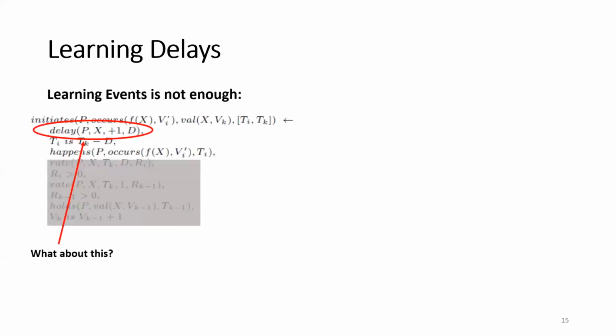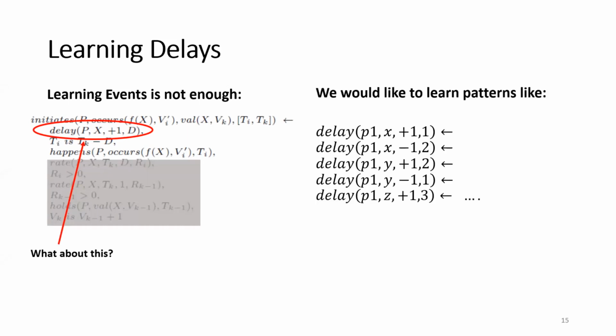Next part is learning delays. So we need to know also about these sorts of things, which we have to learn, to allow us to use those event calculus axioms. So we would like to learn patterns like this: for increasing x by a unit, the delay is 1 time unit. For decreasing x by a unit, it's 2 time units, and so on, given the data that we have. And we do this using abduction.